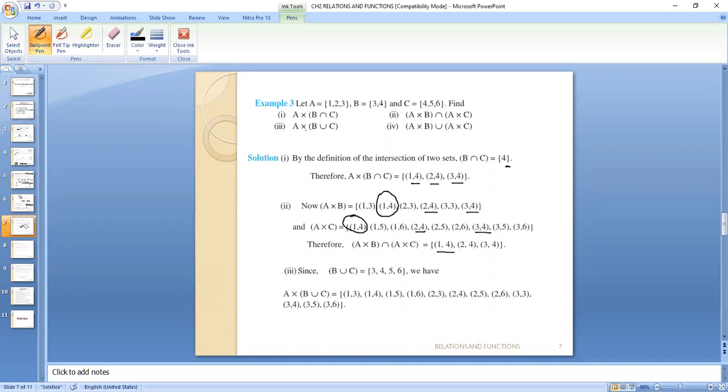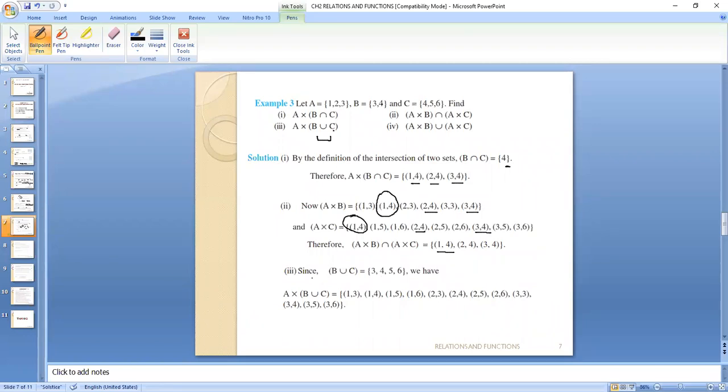Next, A cross B union C. First you will find B union C, and whatever the set will be, you will multiply that set with A. Union means writing all the elements of B and all the elements of C without repeating elements. So B union C means 3, 4, and from C, since 4 is already written, 5, 6. So B union C will be 3, 4, 5, 6.